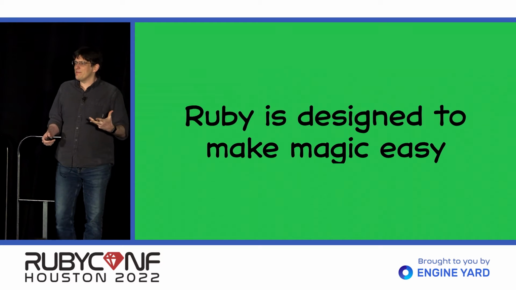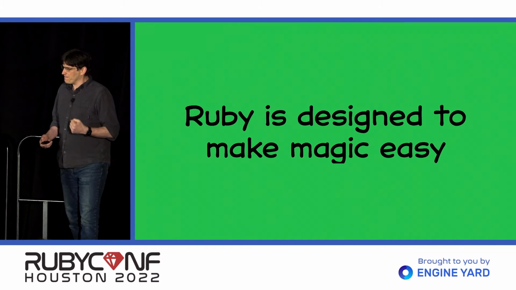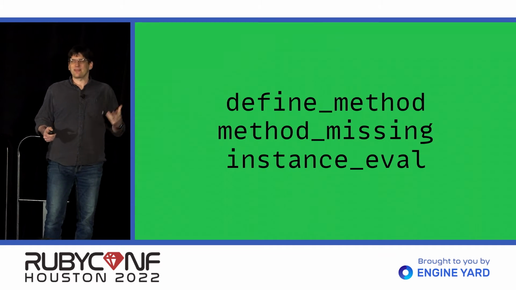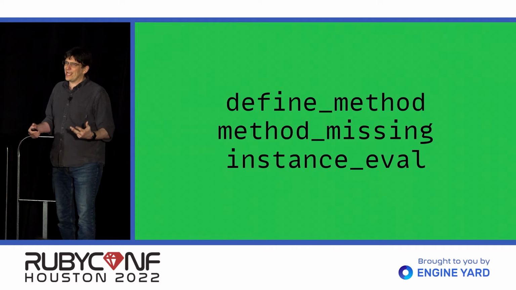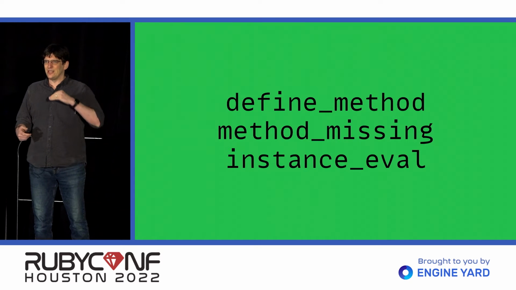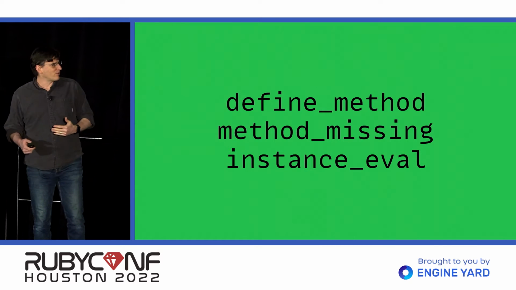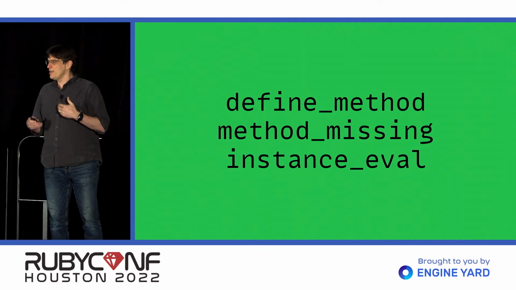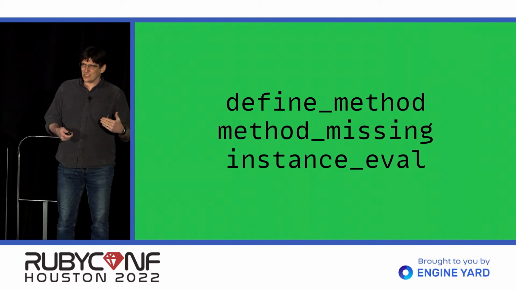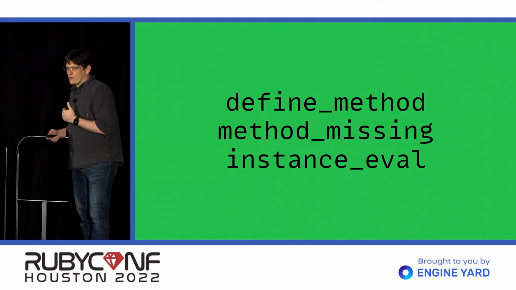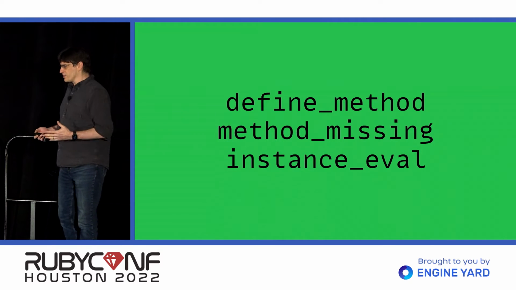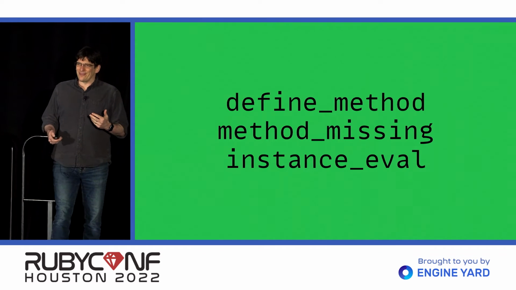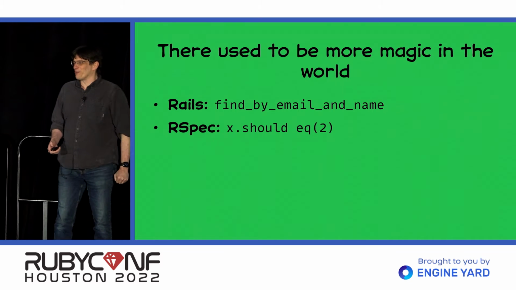Ruby is designed to make magic very easy. And so we have things like define_method. We have things like method_missing. Both of these allow you to create functionality at runtime without using the normal explicit def keyword. We have things like instance_eval, which allows you to specify the relationship between a message and its receiver at runtime. Again, somewhat magically. We have all of these features that allow us to do this. And it might be the old maniest old man thing for me to say, but there did used to be more magic in the world.